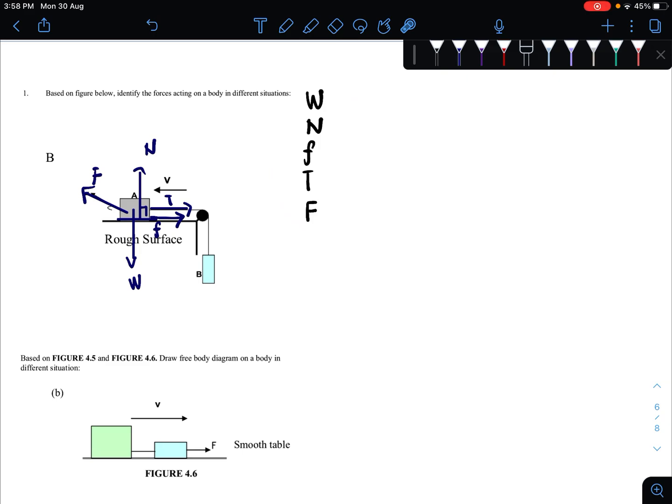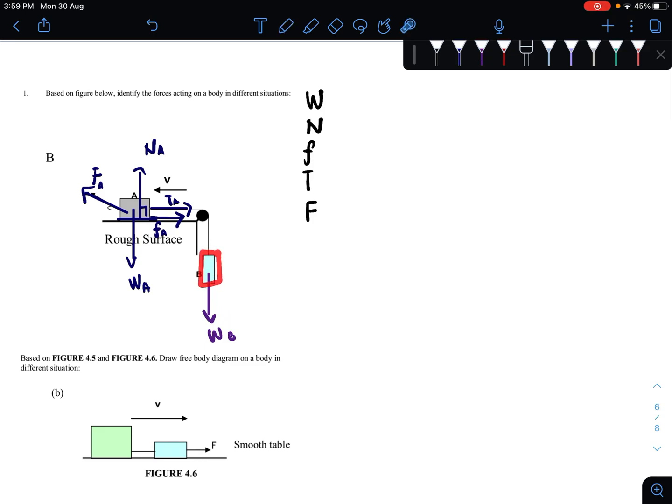And then next, we're going to look at object B. So for object B, we're going to start from the same W. Do we have W? Yes. Downwards, since we have 2 objects, it is advised to write the subscript to indicate the forces on which object. Okay, so W, and then do we have normal?